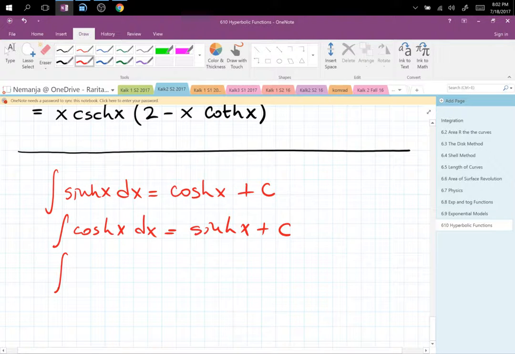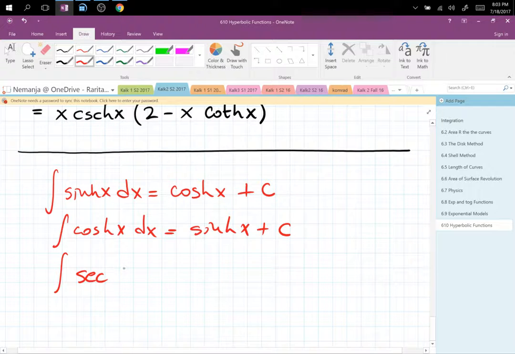It's not a basic integral. It's a U sub problem, guys. It's going to be ln. We'll take care of that because that's the one you can do now. So integral of sine hyperbolic, cosine hyperbolic, integral of tangent hyperbolic is not a basic one. You have to use U sub to solve that one.